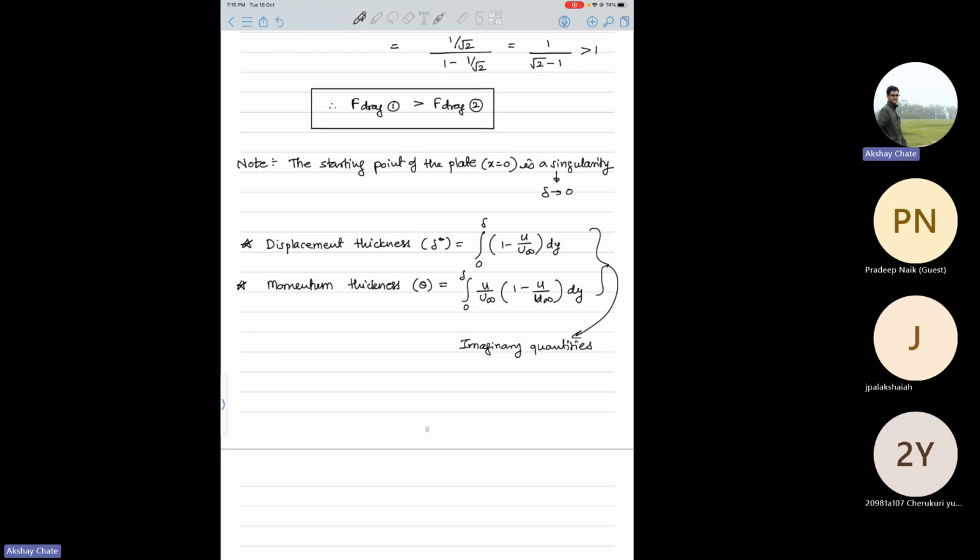For example, displacement thickness. As I told you earlier, because of the viscosity, when the fluid flows inside the boundary layer, it gets retarded. It will not flow with u infinity, which is the free stream velocity. So displacement thickness is nothing but an imaginary thickness measured from the solid boundary or the interface into the boundary layer, through which, if you assume that the free stream velocity is flowing, the same amount of mass flow will flow through that thickness.